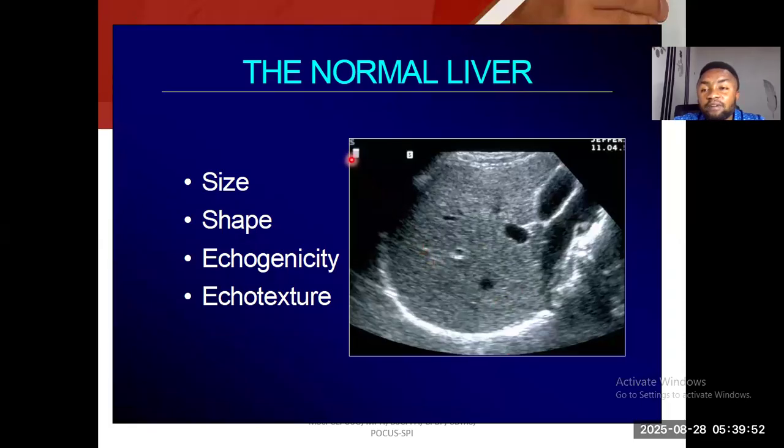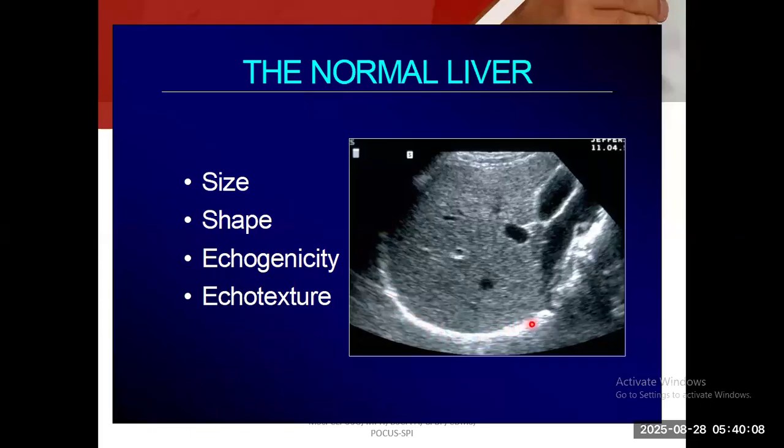So the normal liver is what we are seeing on the screen. So we'll talk about the size, the shape, echogenicity, and the echotexture. Please, what structure is this? Where my cursor is? What structure is this? Who knows? The diaphragm. The diaphragm.